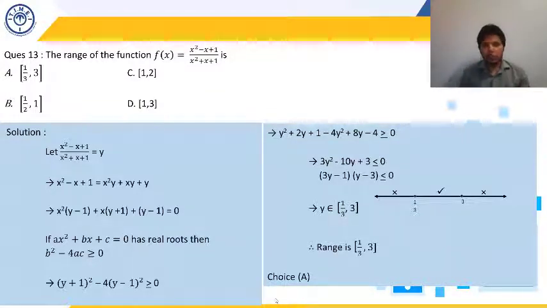What I have done in this question, I am explaining again. If the function is of the form quadratic upon quadratic or 1 upon quadratic, you have to follow this approach. You should assume the function to be y and take the denominator to that side, and then after solving you will get a quadratic in x, and for real roots, b square minus 4ac should be greater than or equal to 0. After solving, you'll get the critical points. Just put the critical points on the number line and get the required range. This is the standard approach to solve this question.